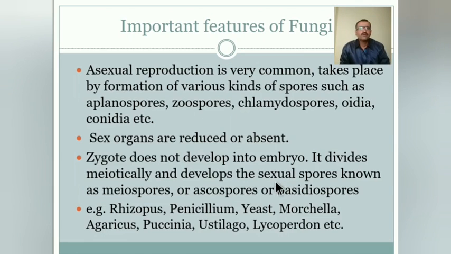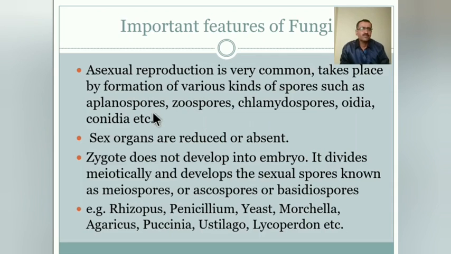Okay, next one is the reproduction. Asexual reproduction is very common in the fungi, and it takes place by the formation of various kinds of spores such as aplanospore, zoospore, chlamydospore, oidia and conidia. These are all forms of asexual spores, and different fungi have these different asexual spores, and these asexual spores grow into new fungi.